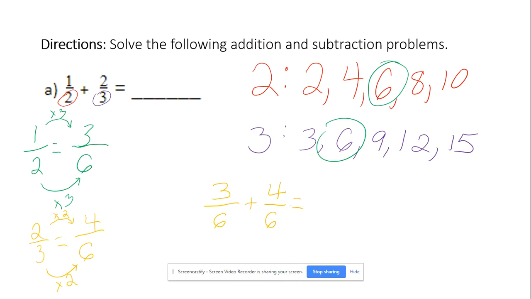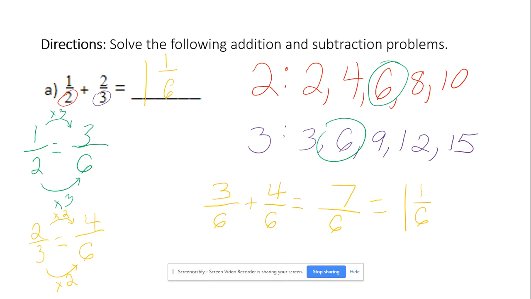And remember, my denominator tells me how many parts are in each whole. So I'm not going to add my denominator. I'm going to keep that the same, saying that in each whole, there's still 6 parts. I'm now going to add the numerator. 3 parts plus 4 parts equals 7 parts. So I can see that 3/6 plus 4/6 equals 7/6, which is equal to 1 whole, which is 6/6, and 1 leftover part to get to 7/6. My answer is 1 and 1/6.